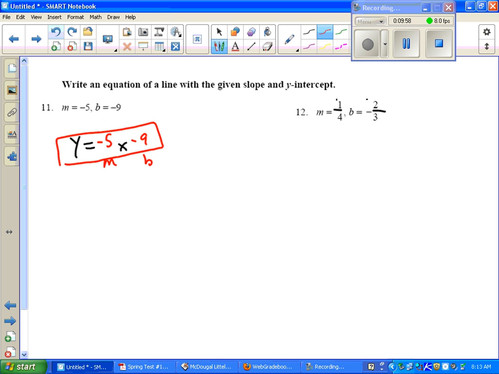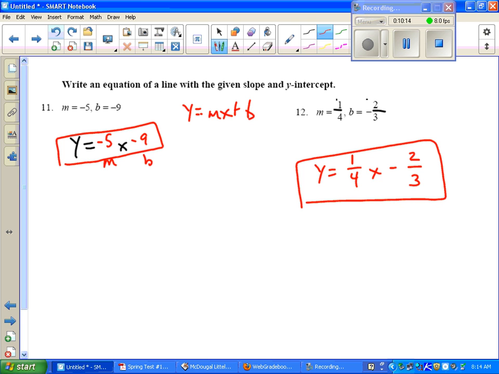You do the same thing for number 12. Again, this is slope-intercept form, y equals mx plus b. So y equals 1/4 x, since that's mx, plus b will be minus 2/3 for that equation. Number 12, y equals 1/4 x minus 2/3.